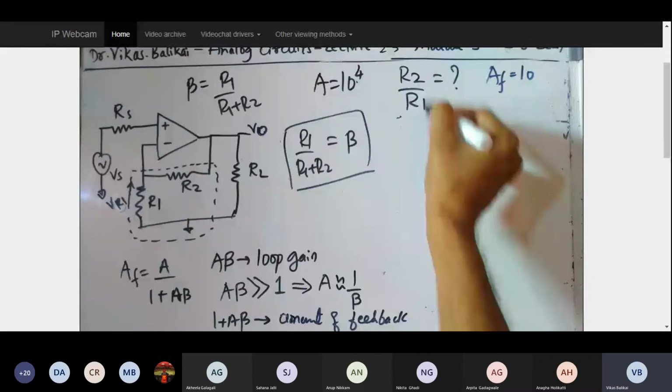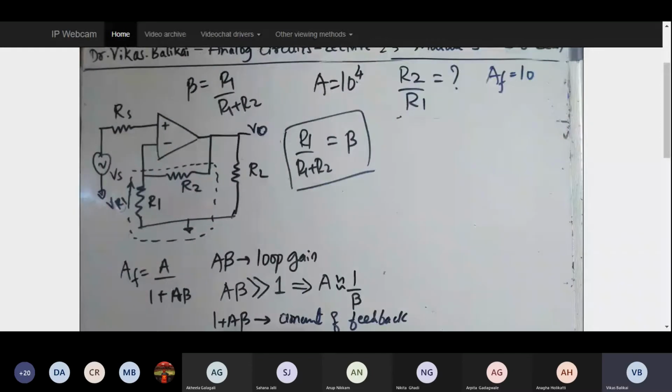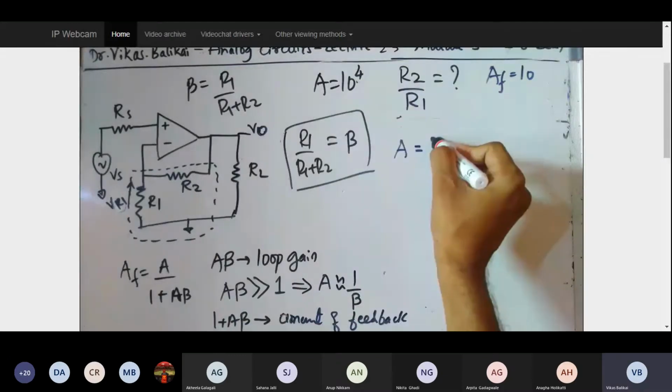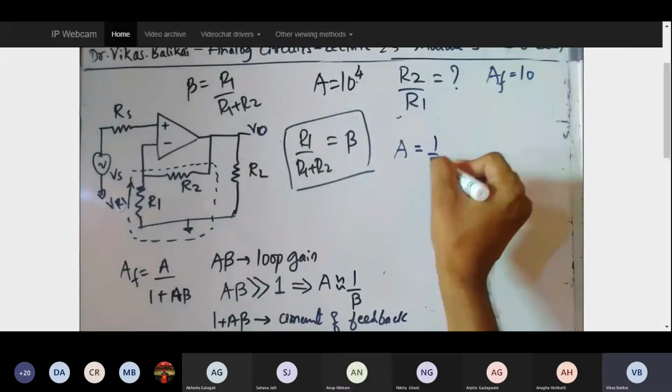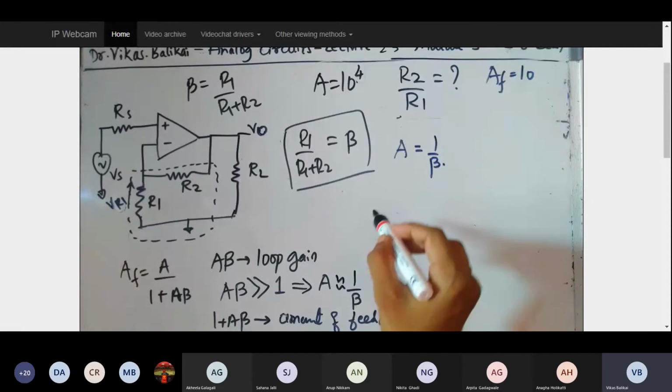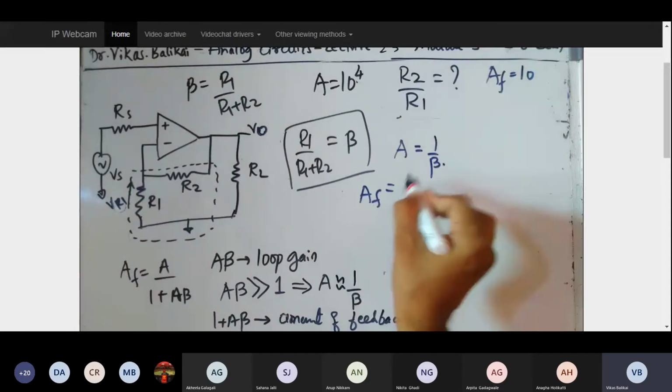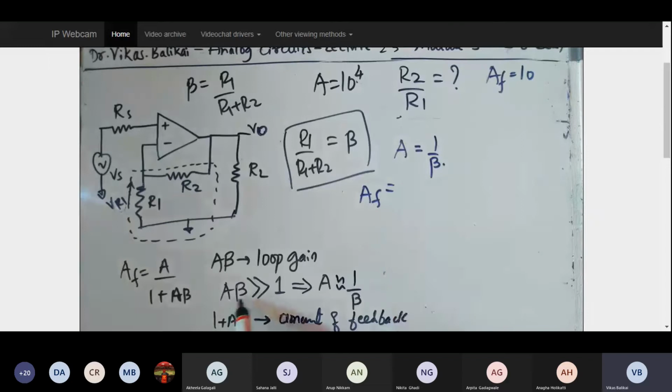Now just look over here. What is it that I have been given? A beta is much greater than 1, or I can write A is almost equal to 1 upon beta. So what is AF then? AF is equal to, if this is the scenario, A is very much larger than 1. It is very much more than 1.